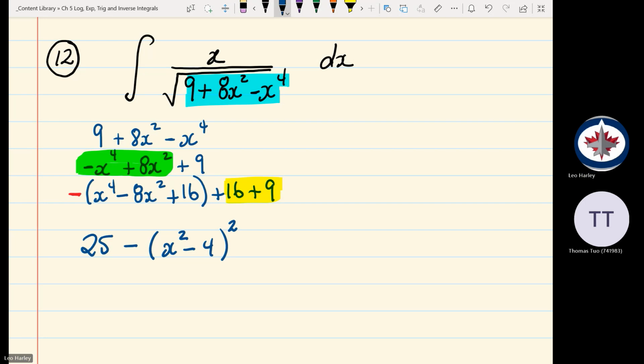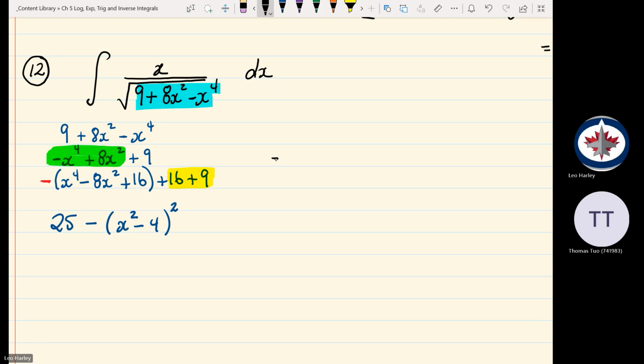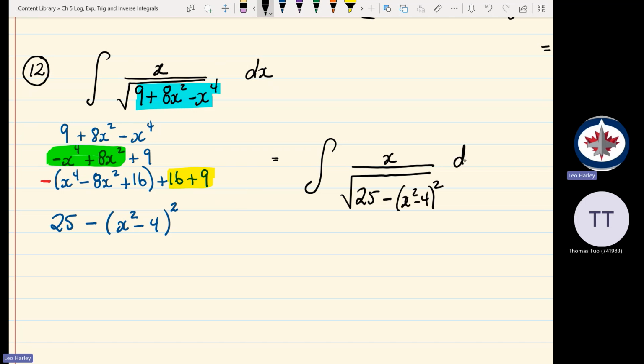Better? Now, when you rewrite the integral, x is still safe upstairs. And now it's the square root of 25 minus x squared minus 4 all squared dx.